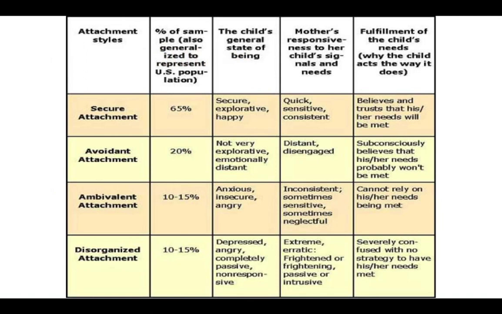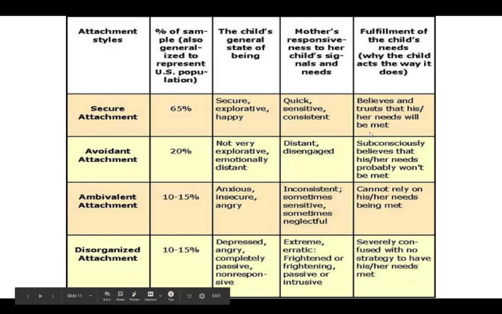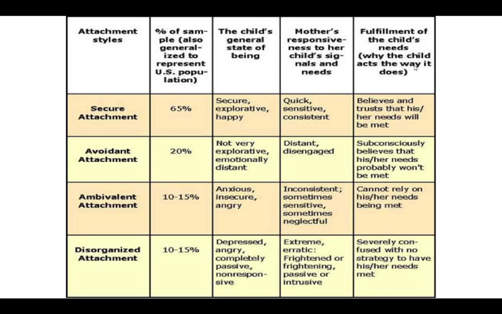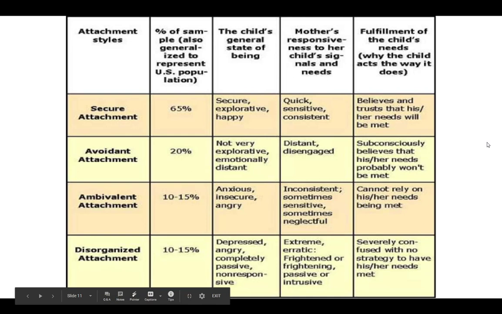So here's a chart that I want you to look at, and it tells you the percentage of children that we think fall in each type of attachment, the child's general state of being, how the mother responds to the child, and the fulfillment of the child's needs. Why does the child act the way it does? So make sure you're very familiar with this chart, because on the exam I will be explaining or describing child behavior, and I'll be expecting you to be able to put it into one of these categories. Am I describing an ambivalent attachment, an avoidant attachment, or a secure attachment? So make sure you're very familiar with this chart. You might even want to print it out and look at it later.